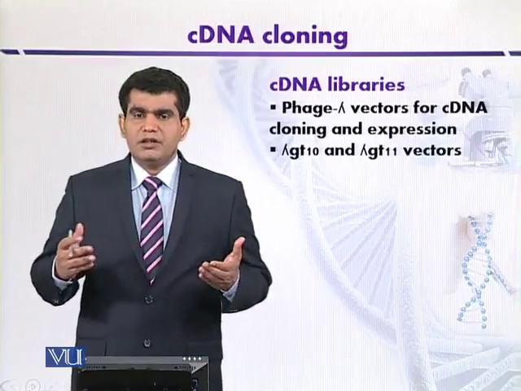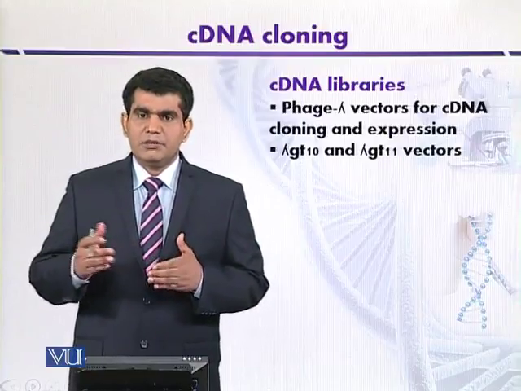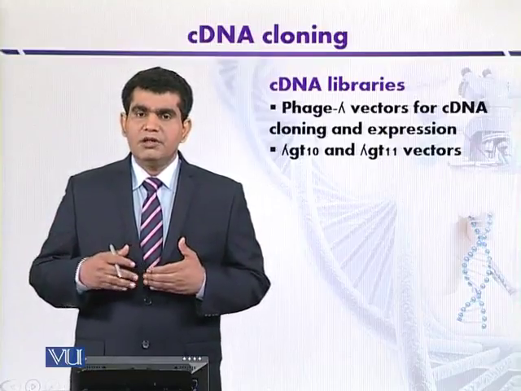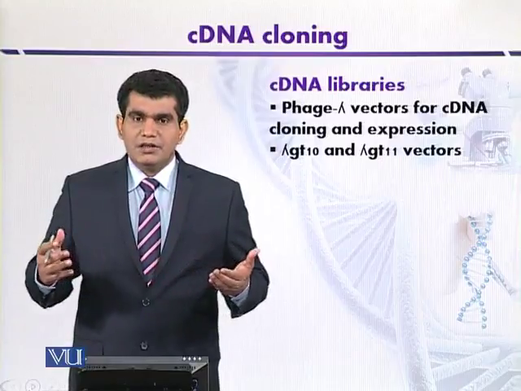In addition to that, other vectors like lambda ZAP, which is a type of phagemid vector, can also be used for cDNA cloning.